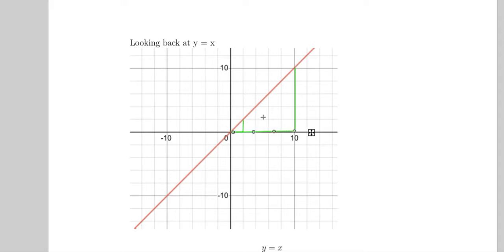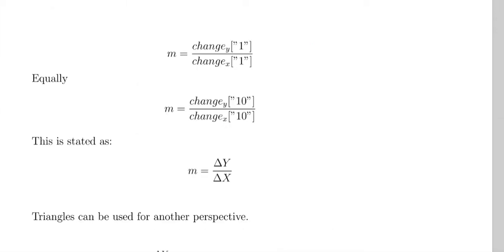So I'm just driving home this concept of what the gradient is and what it represents. Now this is stated as the change in y over change in x, which is delta y over delta x, and that's one way to write it. This implies that you are able to measure the change in y and measure the change in x if, for example, we're looking at the natural sciences.